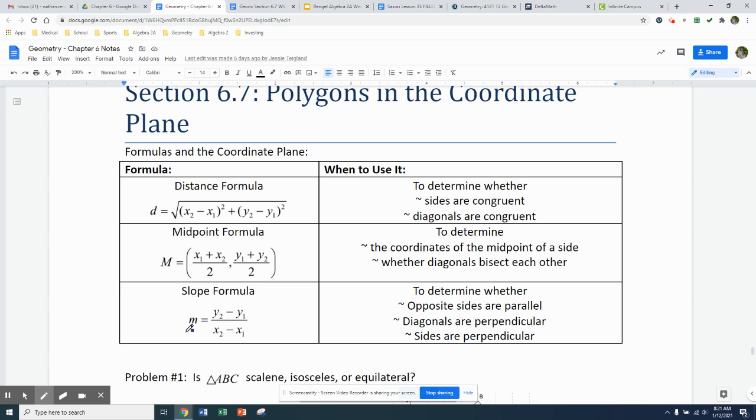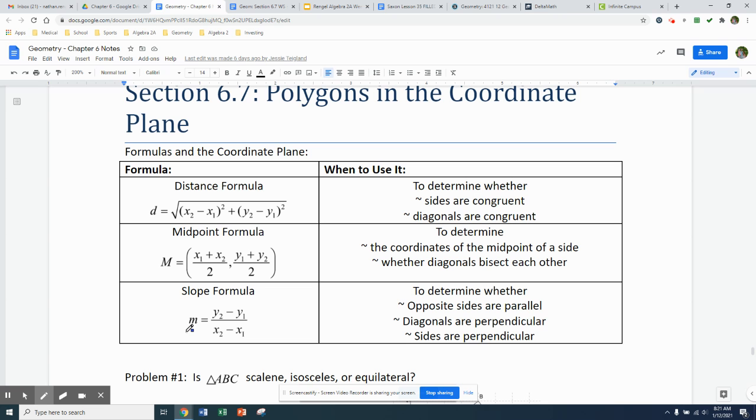And then lastly, the slope formula, we just take our difference in our y's over our difference in our x's. That's going to help us determine if sides are parallel possibly, or if diagonals are perpendicular, or if sides are perpendicular. So we've introduced some concepts with slope.